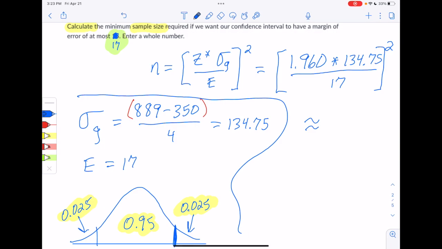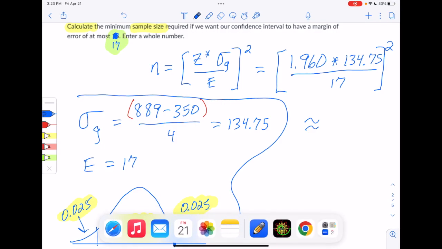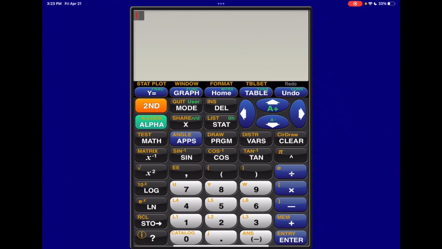So let's head over to the calculator and see what we get for this. All right, so open parentheses, put all three numbers in, 1.960 times 134.75. Don't close the parentheses yet. I've got a little typo here. So 134.75 divided by 17. Once you get all three of the numbers in there, then you can close the parenthesis and then square. That makes sure that you're squaring the whole fraction, not just the denominator or the numerator. All right, so we press enter, we get 241.36.